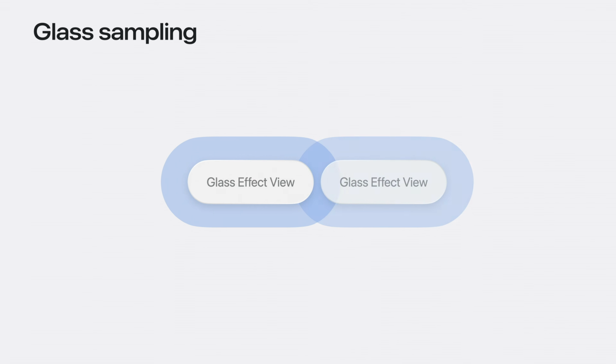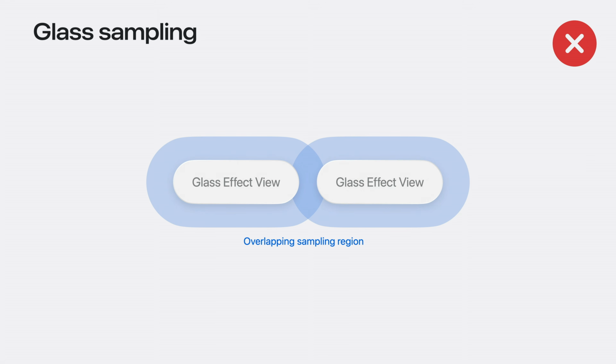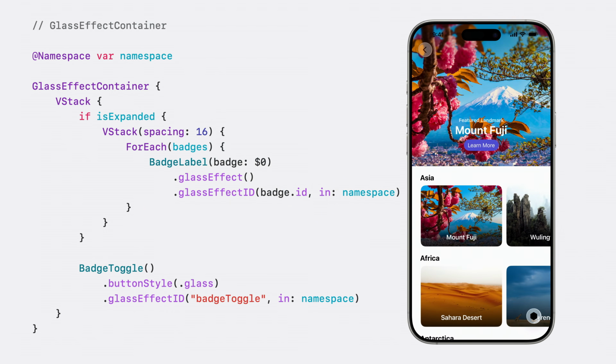However, glass cannot sample other glass, so having nearby glass elements in different containers will result in inconsistent behavior. Using a glass container allows these elements to share their sampling region, providing a consistent visual result. In the Landmarks app, I am using the glass effect container to group my badges. When expanding my badges, I get this wonderful fluid morphing.